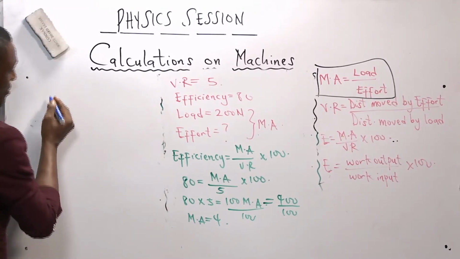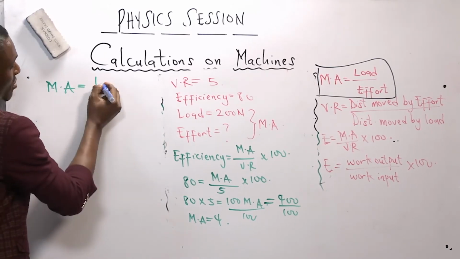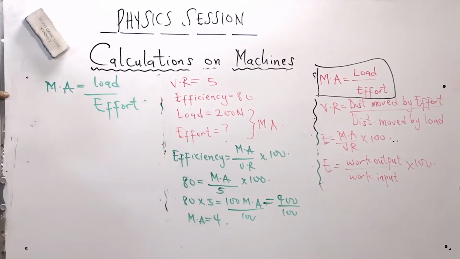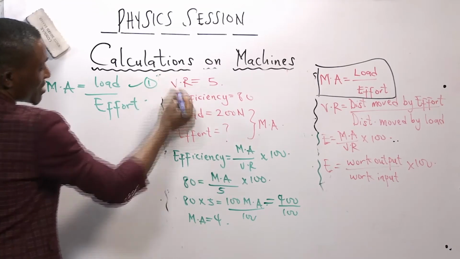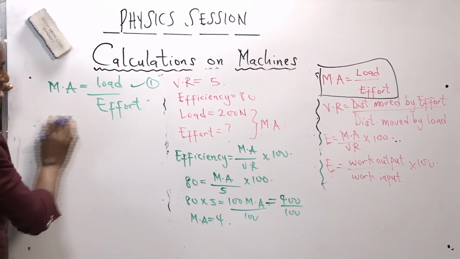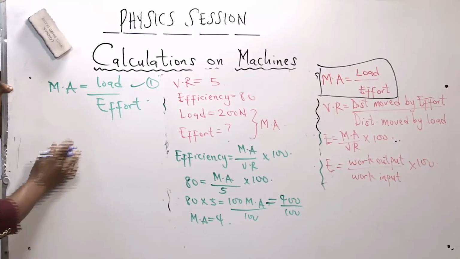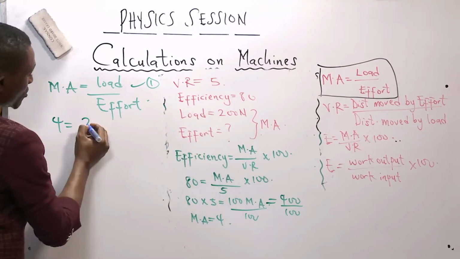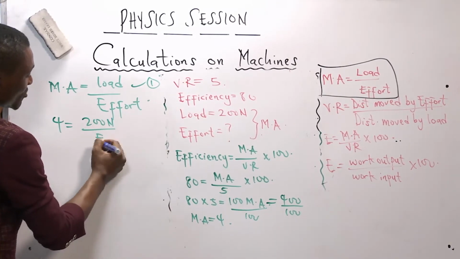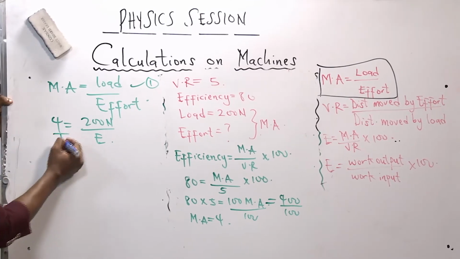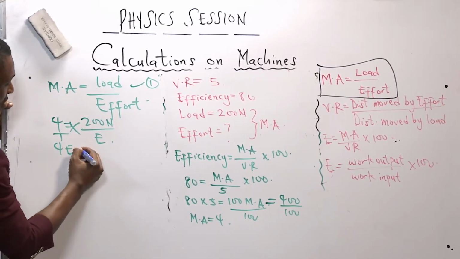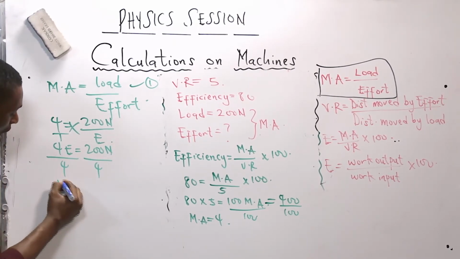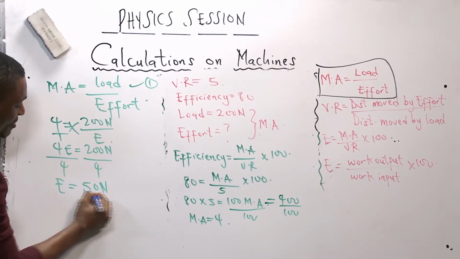So we have MA is equal to load over effort. Please always start every physics question with the formula. You writing this formula alone is like at least 1 mark. You get that? So always start every physics calculation with the formula. So from here, our MA is 4, equal to a load of 200 Newton, and let's represent our effort as E. So if we cross multiply here, we have 4E is equal to 200 Newton. Dividing both sides by 4, our E is equal to 50 Newton.